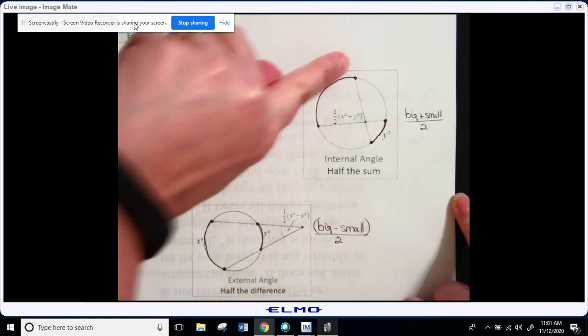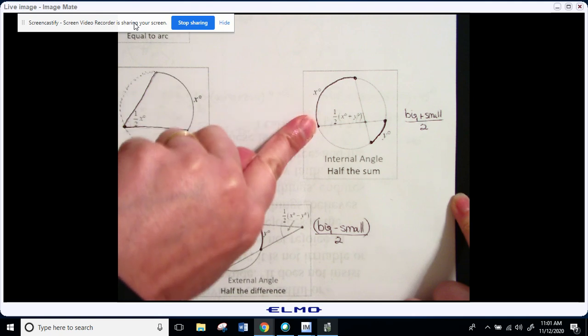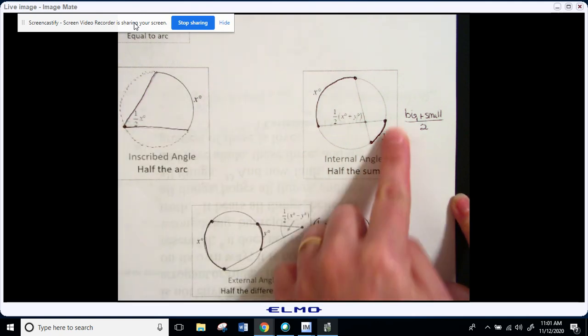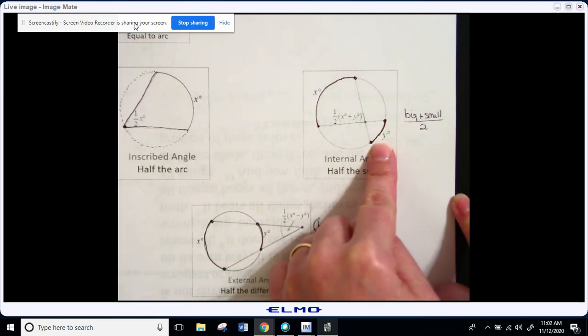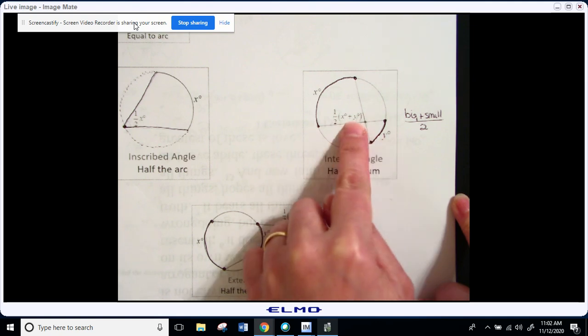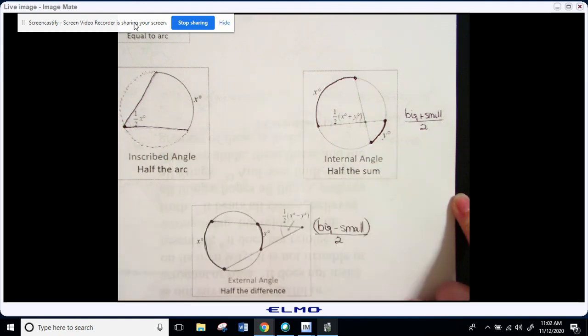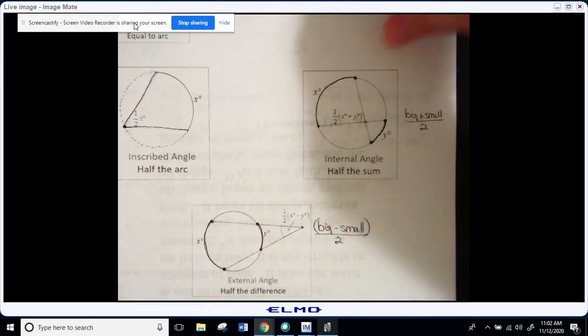So we're going to say, what is this outside arc, X, plus this other side arc, Y? We're going to add them together and divide by 2, or 1/2 of the sum. Half of the sum is your internal angles.